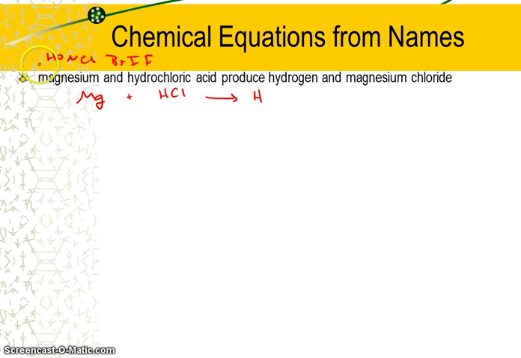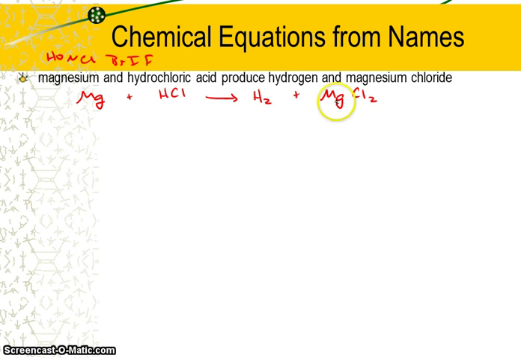Hydrogen, we go back up here, is a diatomic molecule, so we have to write H2. And our other product is going to be magnesium chloride. So MgCl2. We look on the periodic table, the charge on magnesium is a 2, and the charge on chloride is a -1. So now we've got our formulas written, we have to balance the equation.